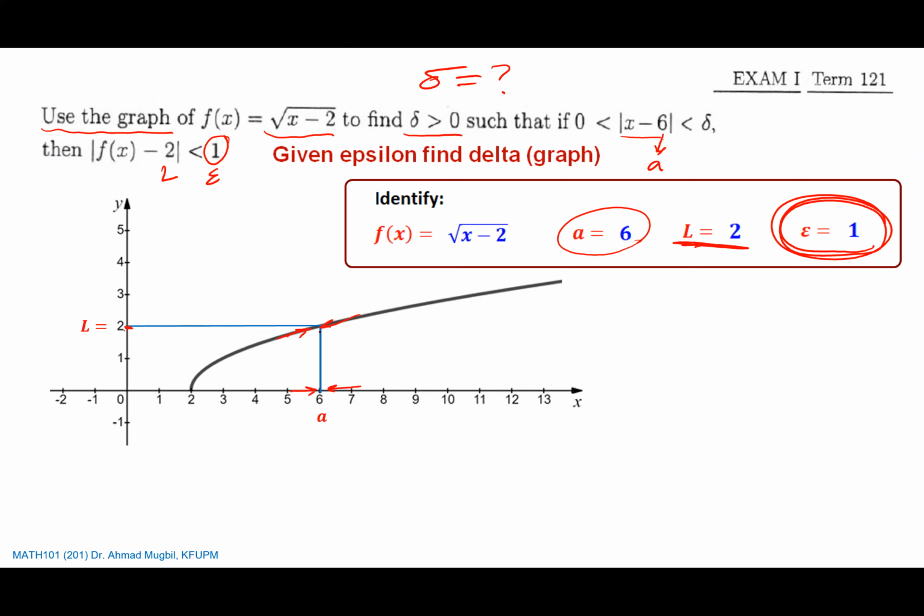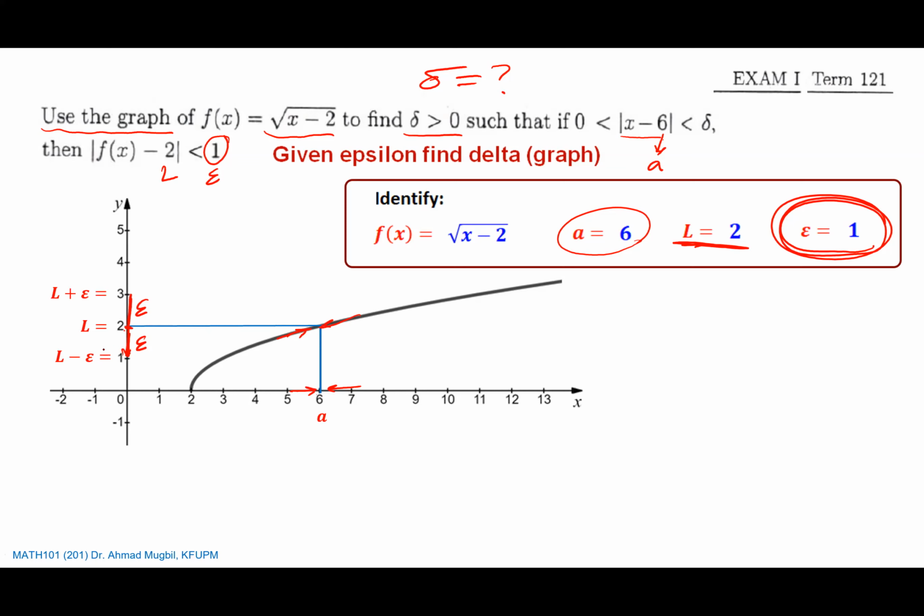By the way, if you have an exact graph, you can find it. When y is 2, x will be 6. Now, what is epsilon? Epsilon is 1. So it means that you will add epsilon and you will subtract epsilon. When you add epsilon here, it will be 3. So this will be L plus epsilon, and this will be L minus epsilon.